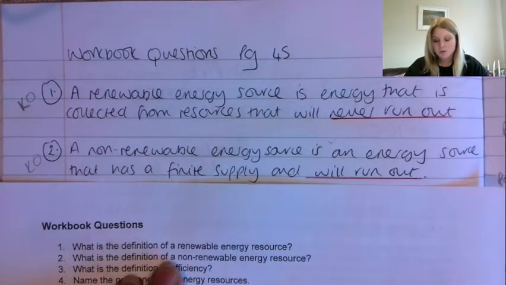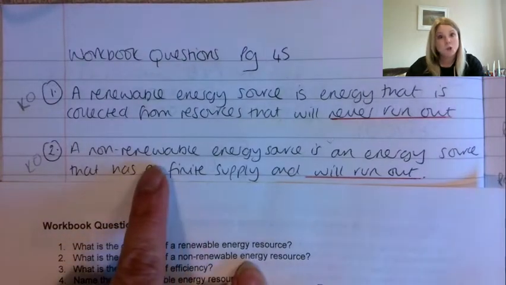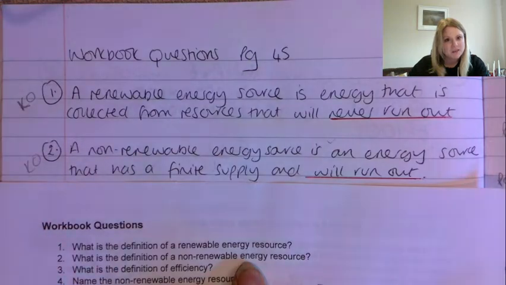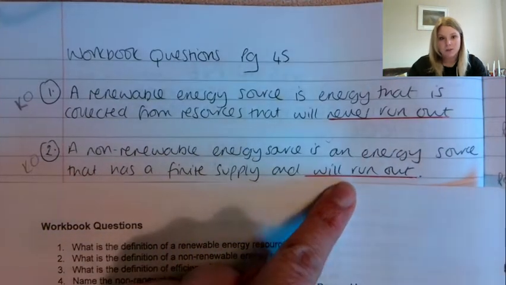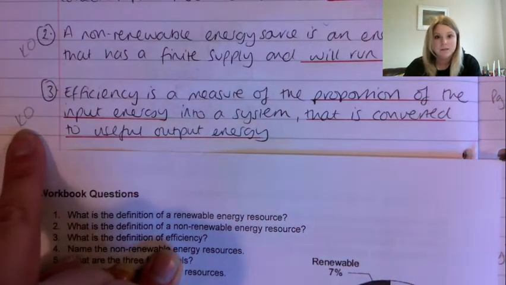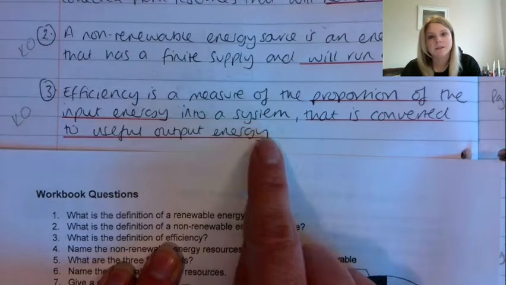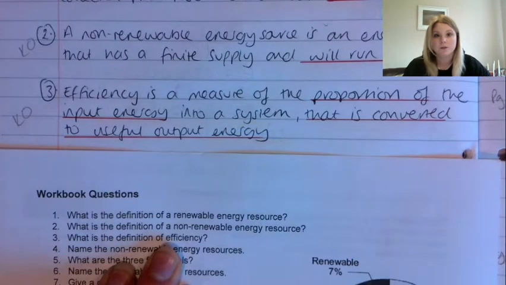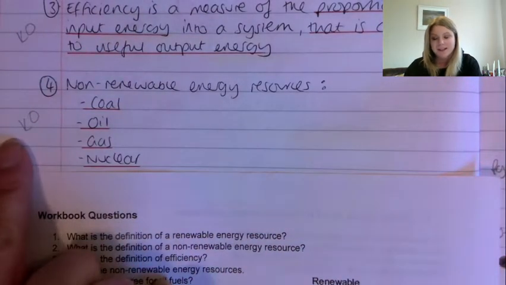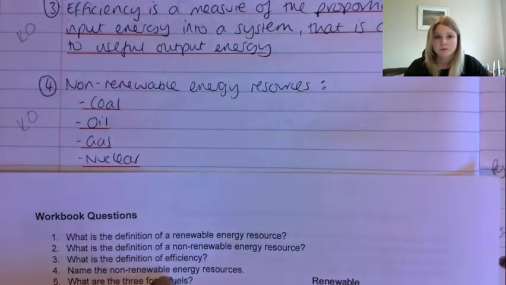Question 2, what's the definition of a non-renewable energy resource? So a non-renewable energy resource is an energy source that has a finite supply, like the opposite of infinite, and it will run out. 3 was asking for the definition of efficiency, and again I've got that from the knowledge organizer. So it's a measure of the proportion of the input energy into a system that is converted to useful output energy. 4 had asked us to name the non-renewable energy resources, and again I've got that straight from the knowledge organizer: coal, oil, gas and nuclear fuel.